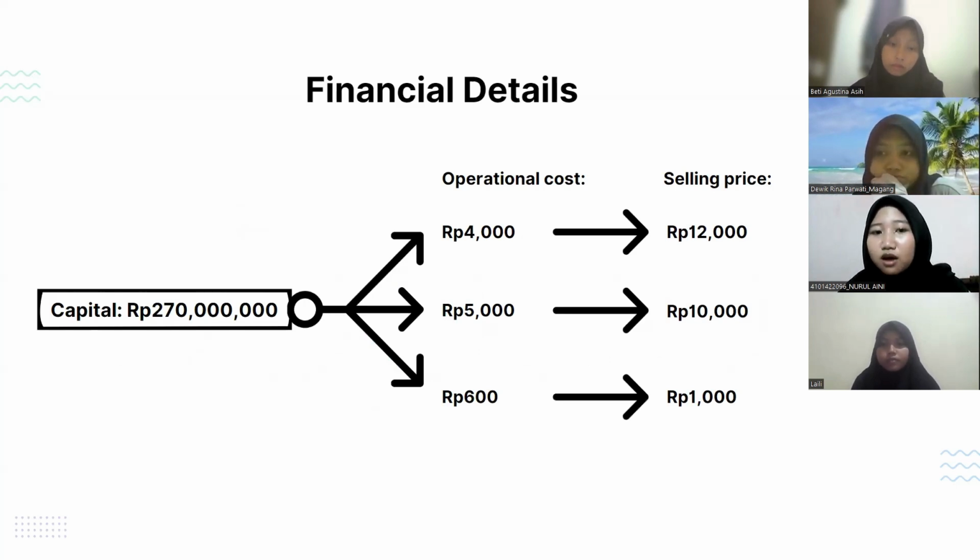We have production limits of 35,000 packages for the original flavor, 20,000 for the spicy flavor, and 16,500 for the balado flavor. We sell the large size for 12,000 rupiah, the medium size for 10,000 rupiah, and the small size for 1,000 rupiah, making a profit of 8,000 rupiah for the large, 5,000 rupiah for the medium, and 400 rupiah per package for the small size. So we need to move forward from here.